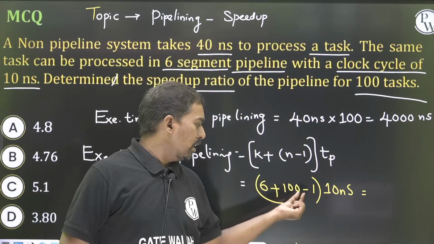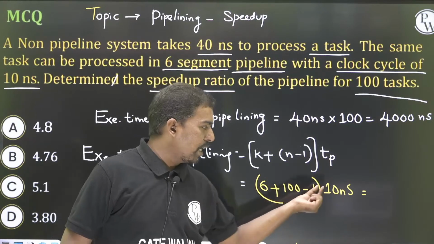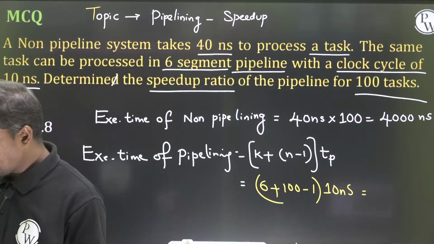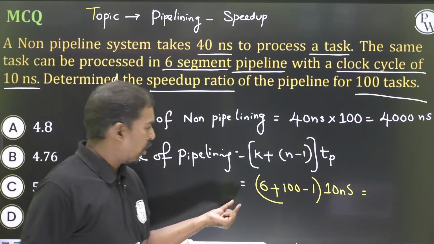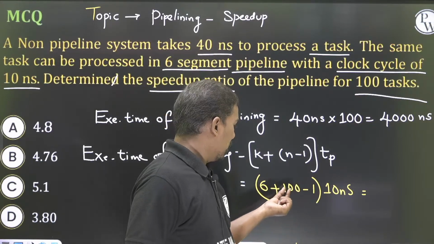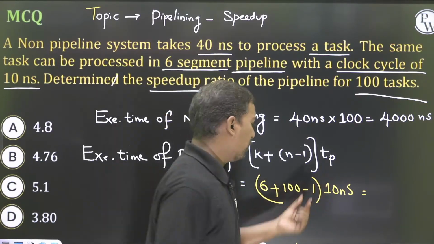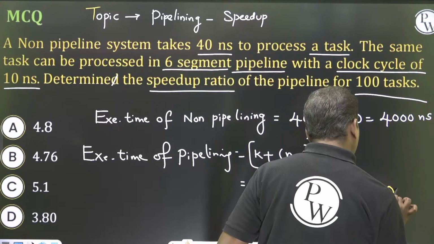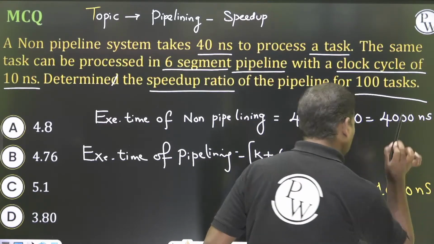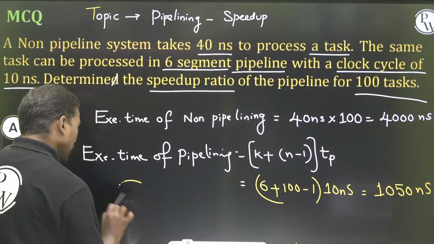This is 99. 99 plus 6, 105. 105 into 10. How much are we getting? 1000. How much are you getting? Please calculate and tell me. 99 plus 6, 105. 105 into 10. Okay, 1050 nanoseconds. So the question asked is the speed up ratio.